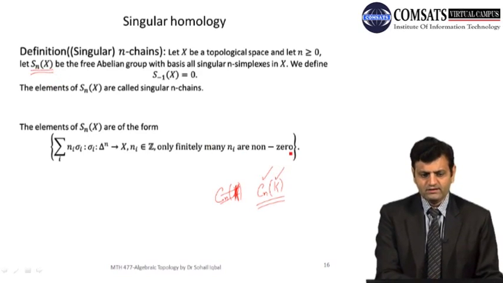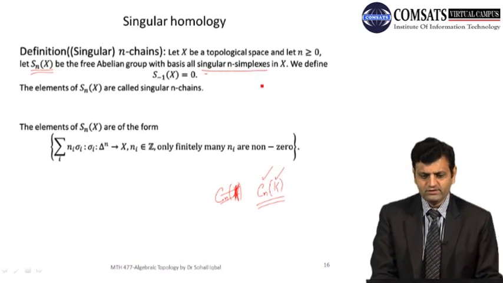In this case Sn of x is a free abelian group generated by singular n simplices. And what are singular n simplices? They are just the continuous functions from the standard n simplex to x, and we take S minus 1 of x equal to 0. The elements of Sn of x are called n chains.